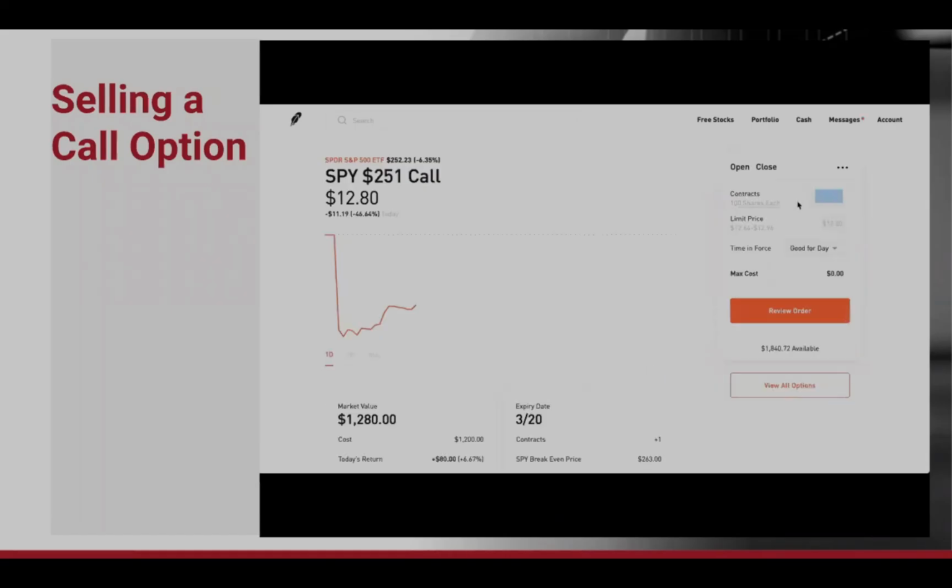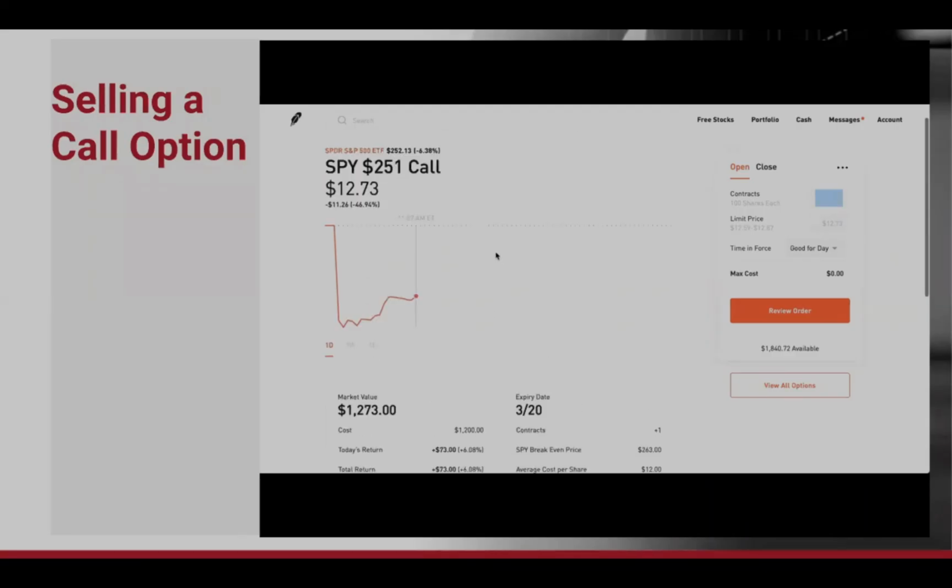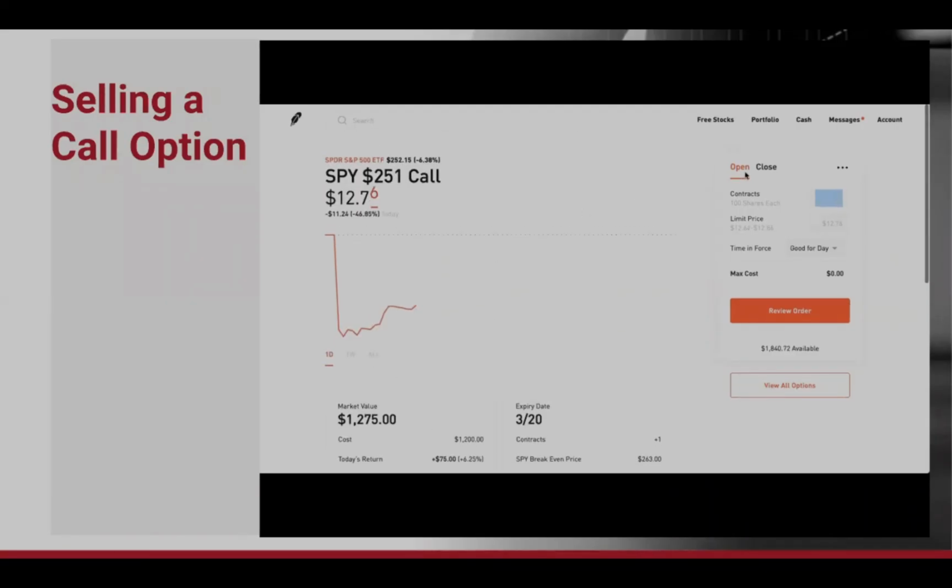And if you notice, we're in the spider call. We used $1,200 and we're up, I think, $80 right now. We're up 6%. So if you want to get out of that option, you go to close position. We want to close one contract. And we want the limit price to be, if I want to get out right now, let's make the limit price like maybe $12.70.